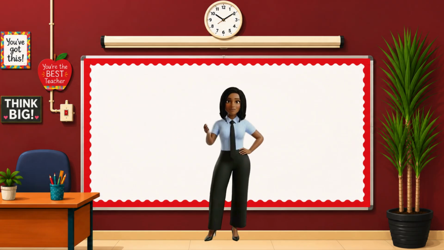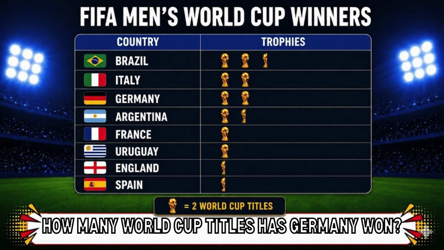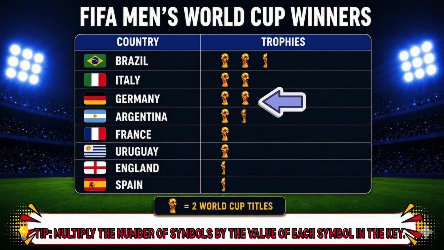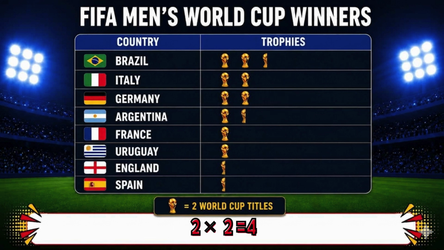Now that we've gone through the basics, let's look at interpreting data on the pictograph. How many World Cup titles has Germany won? Germany has 2 trophy symbols on the pictograph. Remember to look at the key first. Since each trophy represents 2 World Cup titles, we multiply 2 times 2. 2 times 2 is equal to 4. Therefore, Germany has won 4 World Cup titles.